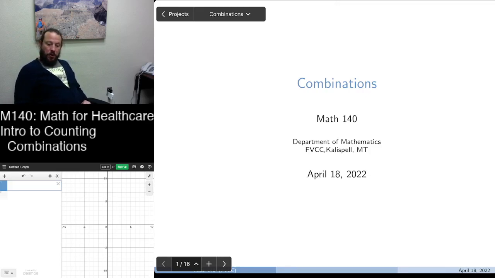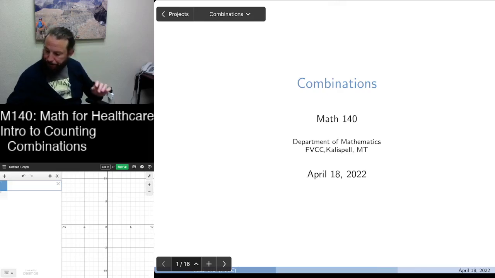Last lecture we talked a bit about permutations taken r at a time. So I want to start with a couple of examples to review, and then we'll get into combinations. Okay?